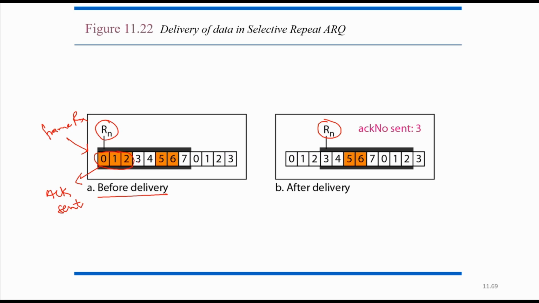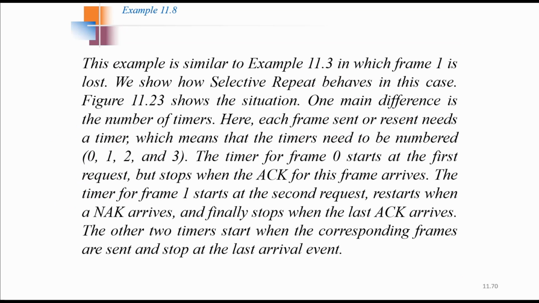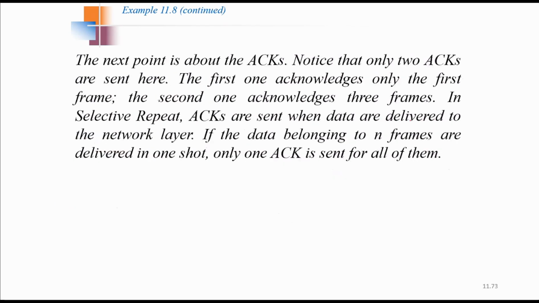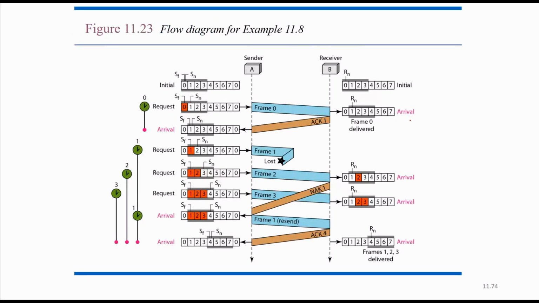Once this is the case, there will be sliding of the window. So 0, 1, 2 will be sent to the network layer, and after delivery, the next window will look like this. This is the basic description of the sliding window at the receiver side. An example is also given here. You can just go through this example. That is about the basic working of selective repeat ARQ.